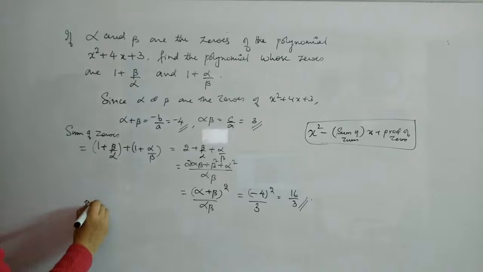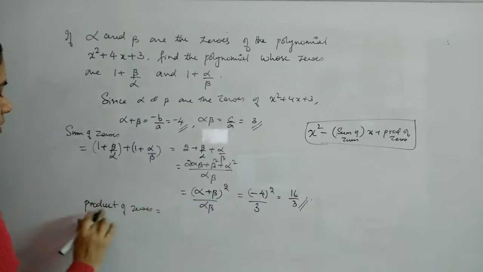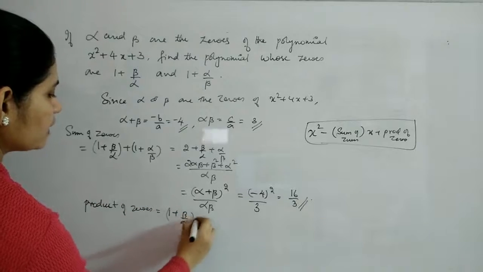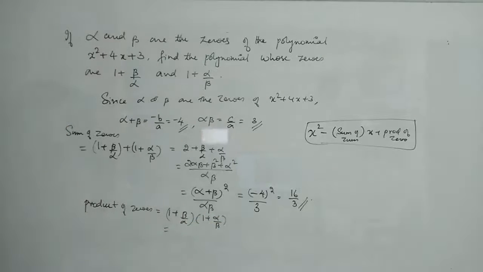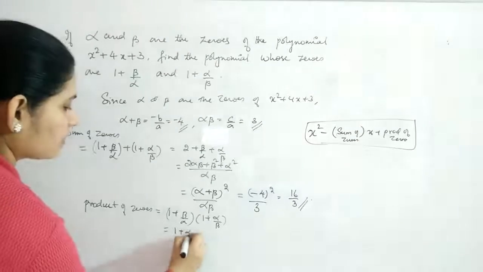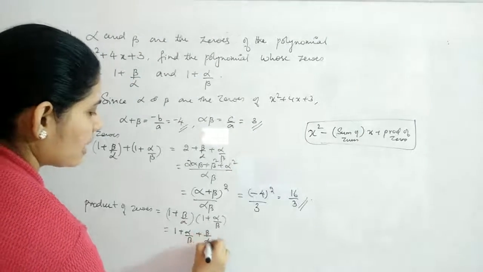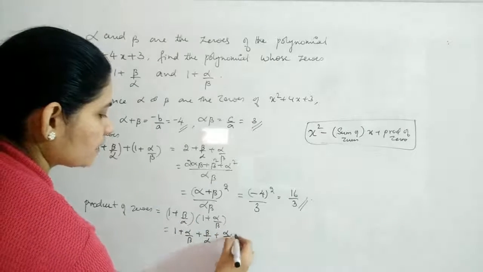Now the product of the zeros is equal to 1 plus beta by alpha into 1 plus alpha by beta. Take the product: 1 plus alpha by beta, after multiplying with this, plus beta by alpha plus beta by alpha into alpha by beta. So that will become 1 again.